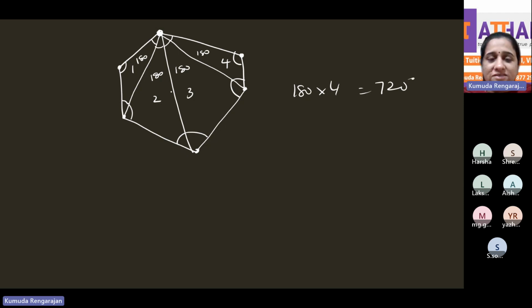Now the hexagon has 6 sides, and we are able to divide the hexagon into 6 minus 2, 4 triangles. 2 less than the number of sides. What's the connection between 6 and 4? 4 is 2 less than 6. So if the polygon has n sides, you can divide it into n minus 2 triangles.